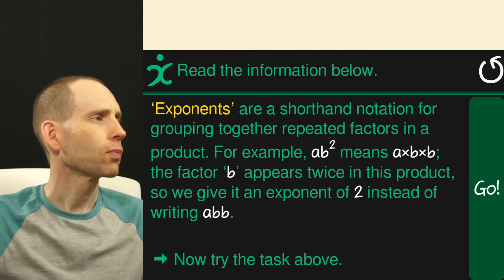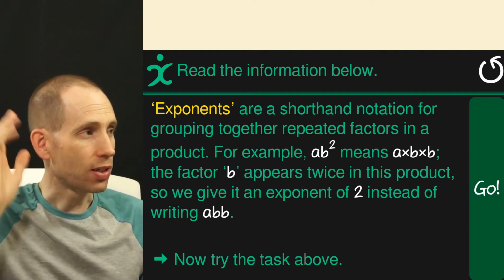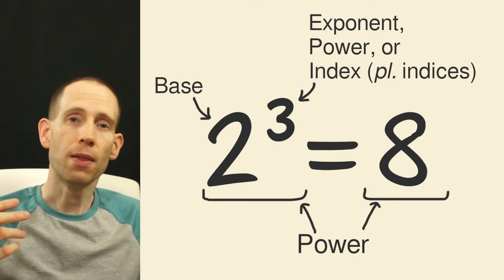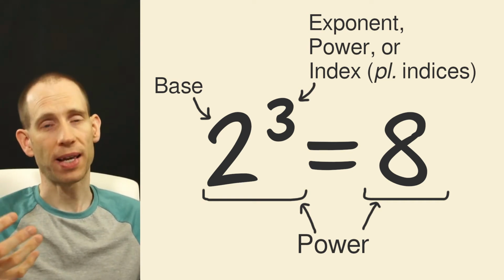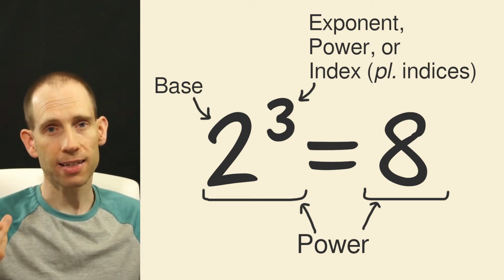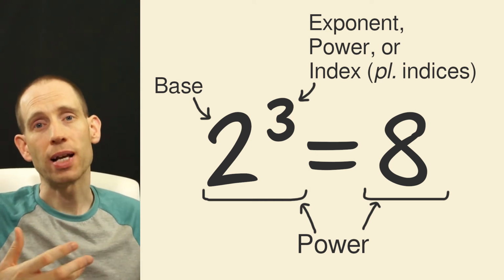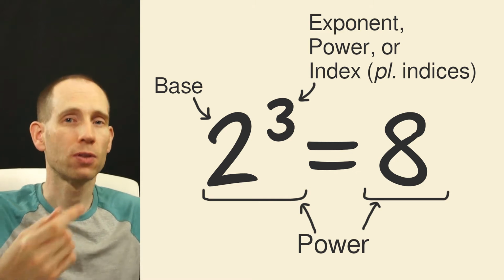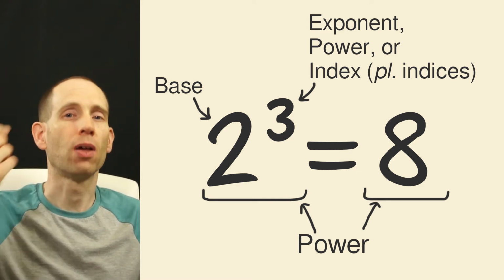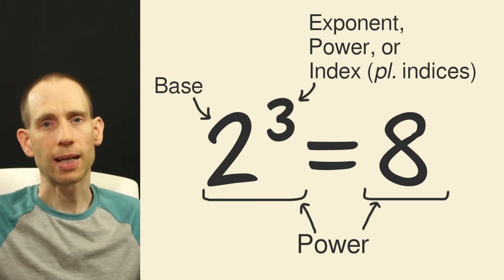Okay, so let's just make sure we're okay with the notation here. If we've got something like 2 to the power 3 equals 8, then the 2 is called the base, the 3 is the power or the exponent or the index, the plural being indices, and the 8 is also known as the power. 8 is a power of 2. So the whole thing can be called a power, or the little number higher up is also called a power, but we usually call that the exponent or the index.